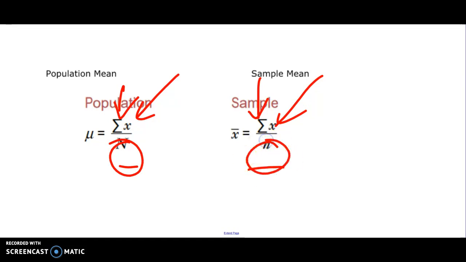That's n, the number of elements in a sample. Why do we use different letters? Big N is the size of the population. Little n is the size of the sample. Well, we should use different letters.